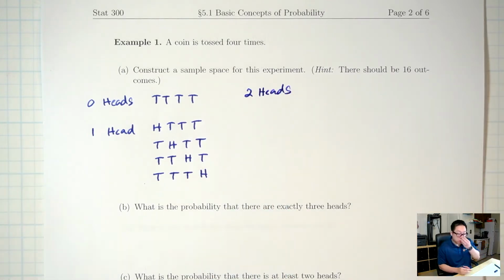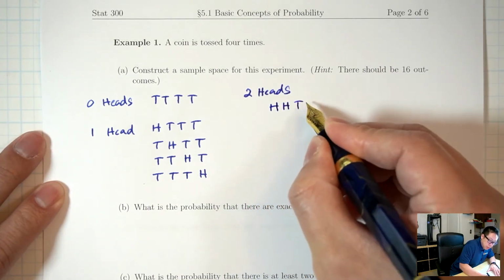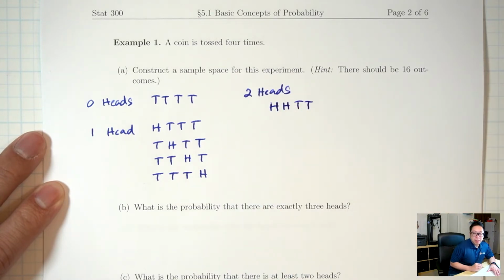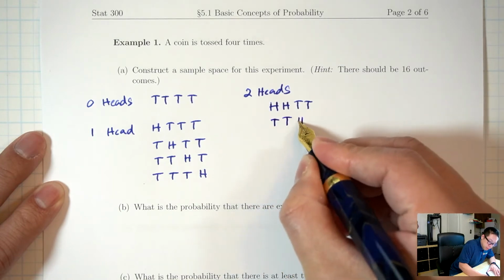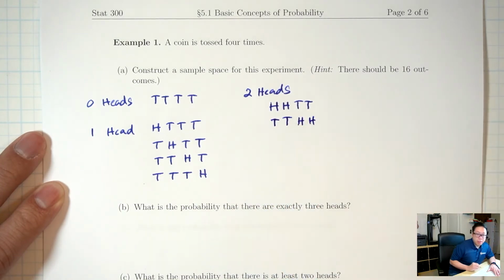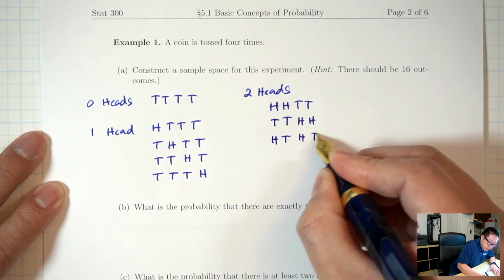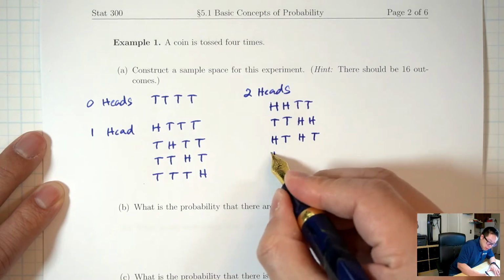Okay, this is a little bit harder. So list out all the ways you can get 2 heads. One way would be heads, heads, tails, tails. I can also flip that, so that would be tails, tails, heads, heads. What's another way? Well, I can alternate, right? So I can go heads, tails, heads, tails. I can flip that, so that would be tails, heads, tails, heads.